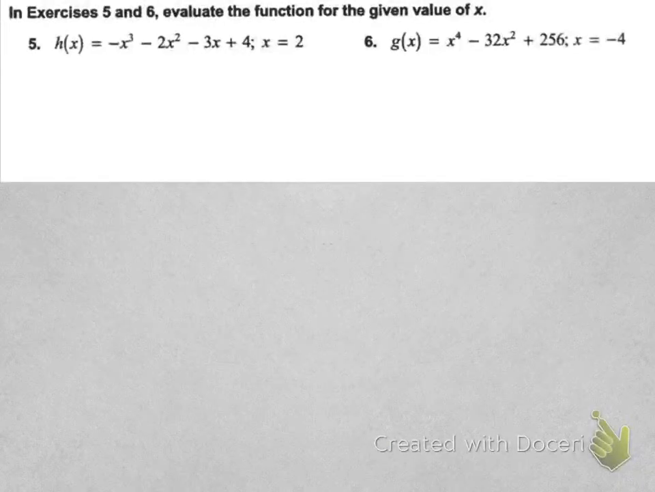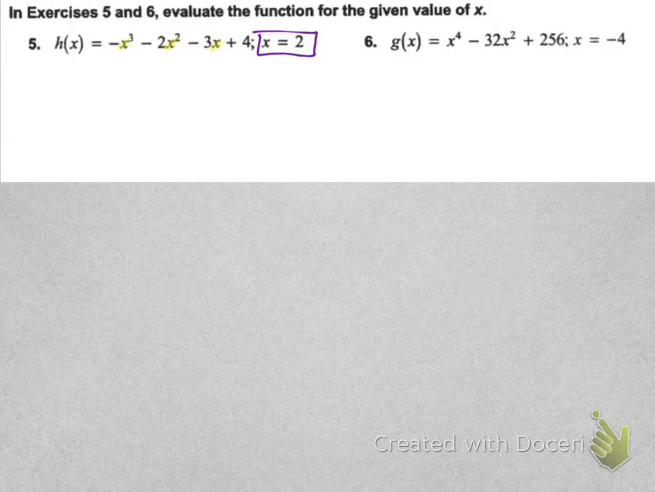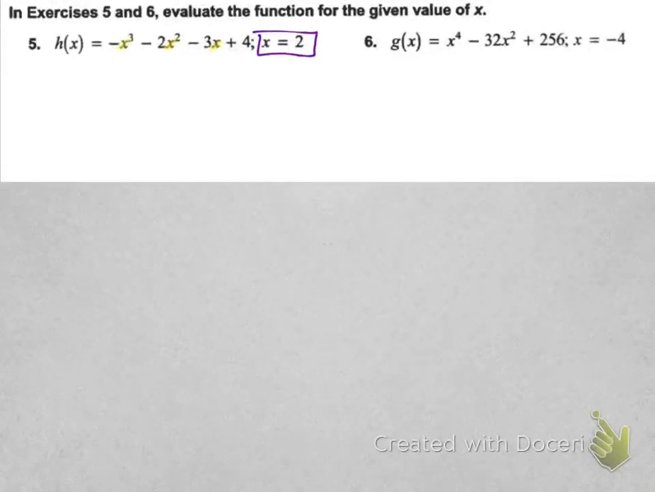So in exercises 5 and 6, it says to evaluate the function for the given value of x. And so what we're going to do is we have our function h of x or g of x or whatever function they give us, and wherever it says x equals, we're going to take that value and plug it in to all of our x locations. So we have our x equals 2 right here. I'm going to plug it in to here, here, here. And I don't see any other x's, so we're just going to plug into those 3 places.